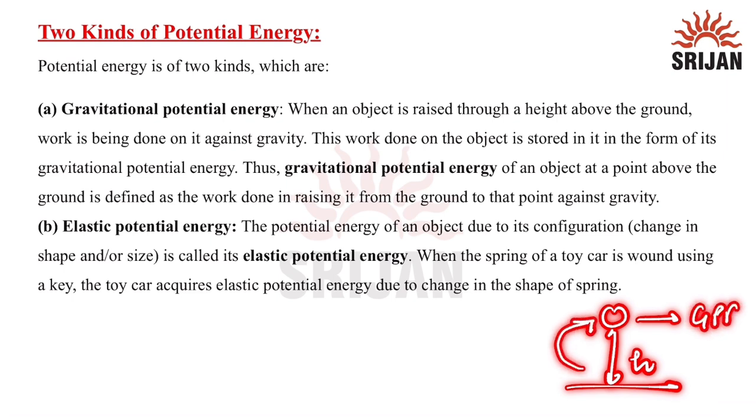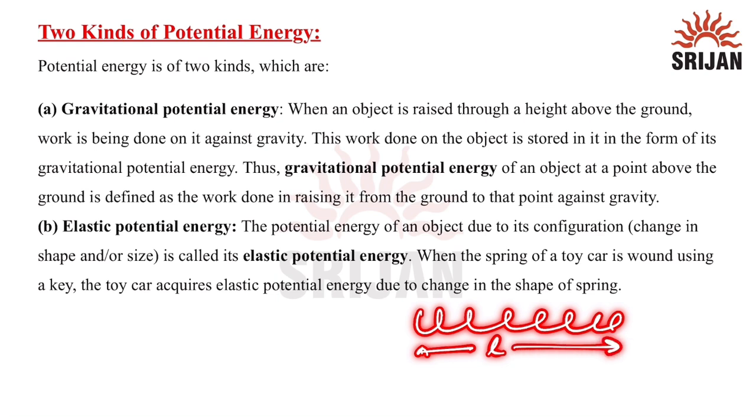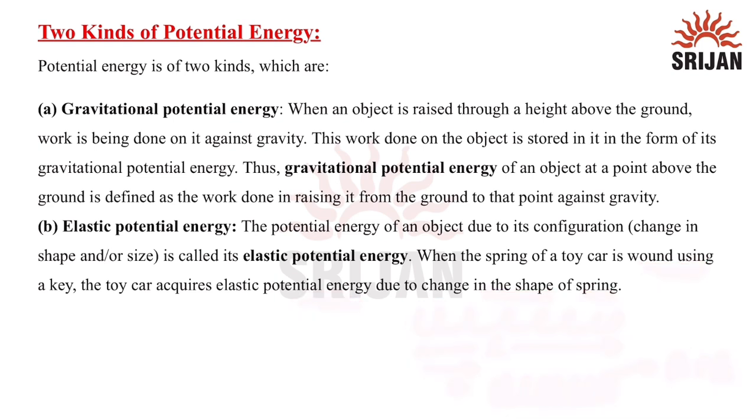Okay, now here the stored energy is gravitational potential energy. Elastic potential energy is the potential energy of an object due to its configuration change. Suppose a spring is this long, let's say L is the length. Now, if I compress the spring by x distance, then some energy is stored in this particular spring. This energy is elastic potential energy. When a spring of a toy car is wound using a key, the toy car acquires elastic potential energy due to the change in shape of the spring.